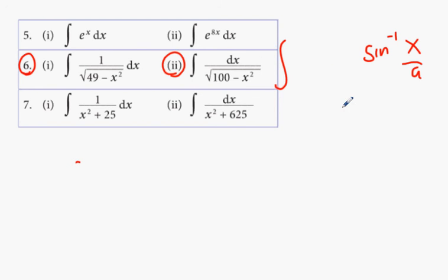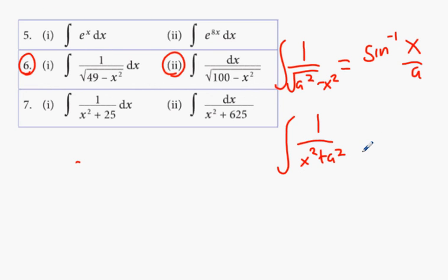Okay, so what happens is, sorry, for inverse functions: the integral of 1 over the square root of a squared minus x squared equals sine inverse x over a. The integral of 1 over x squared plus a squared equals 1 over a tan inverse x over a. When I was in school, I actually found these ones the most difficult. The tan inverse functions I actually found the most difficult.